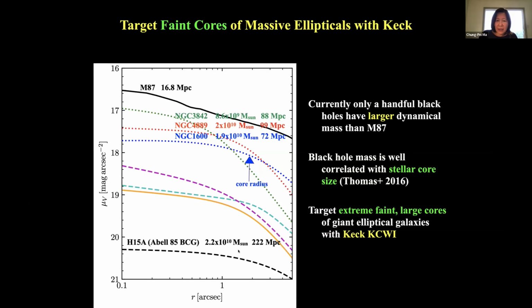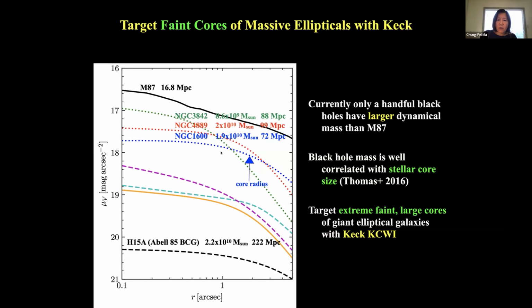And this is what I was talking about, the non-cuspy profile of these giant elliptical galaxies. You can see some of these colored ones where we had already been able to get the black hole masses, and they are on the order of 10 billion to 20 billion solar masses. They're much further out, but they have giant black holes.